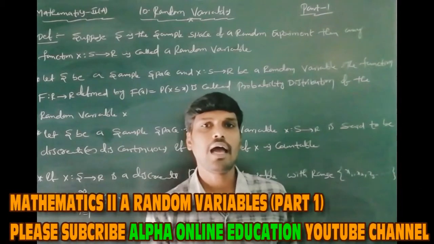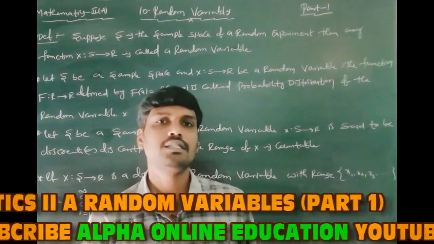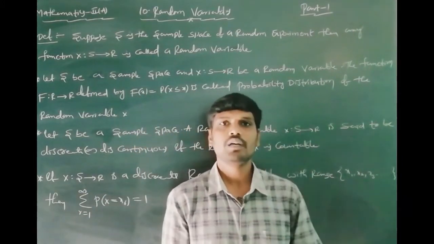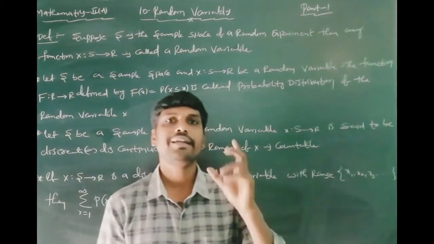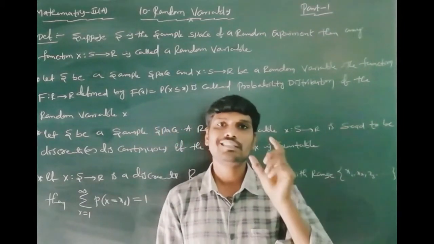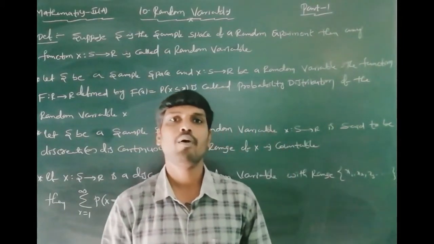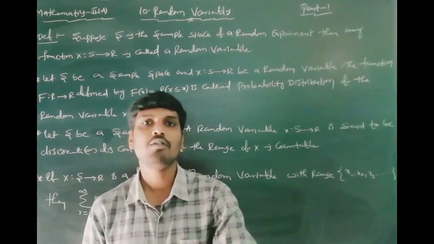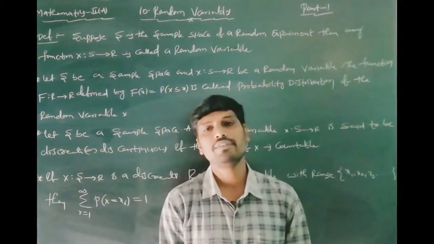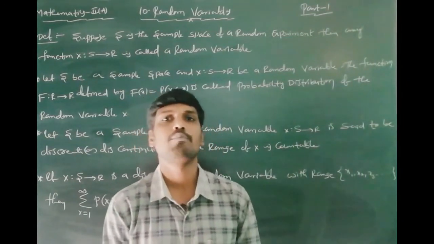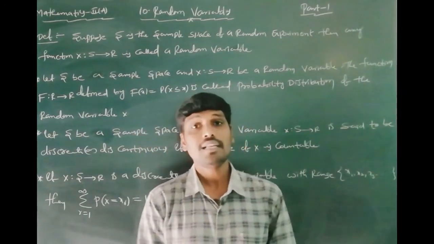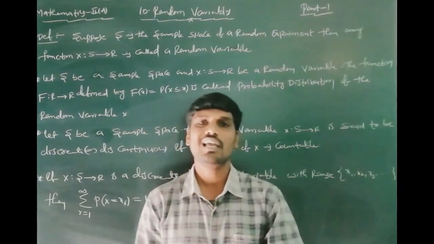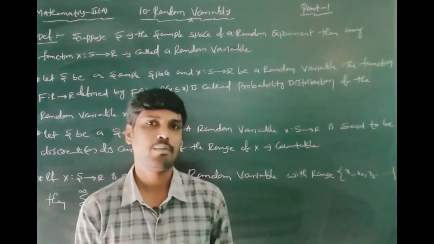10th chapter, Random Variables. This chapter belongs to Mathematics 2A, Part 1. The last chapter completed was the 9th chapter, Probability. This chapter is very important. The problems in this random variable chapter you can solve by using the probability definition and some probability random experiments. That's why, if you learn probability perfectly, you will easily understand random variables.